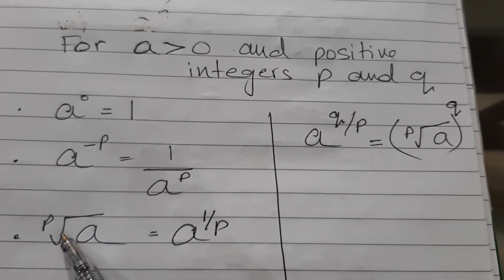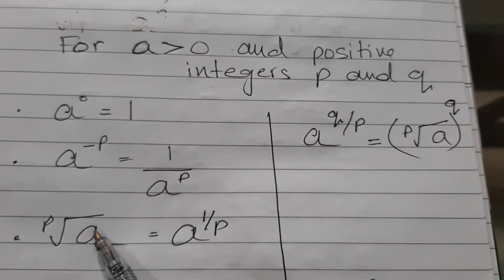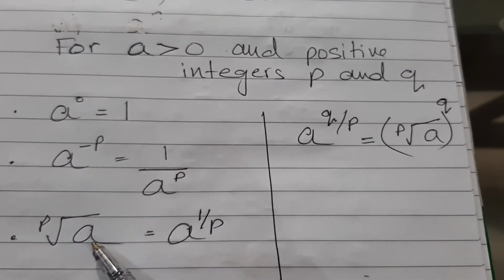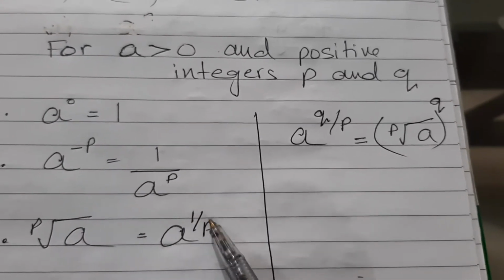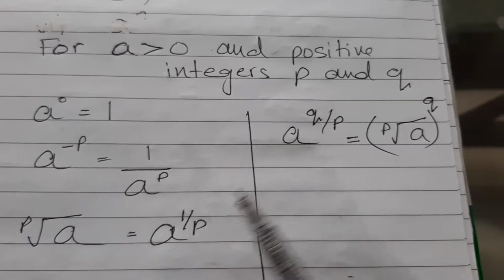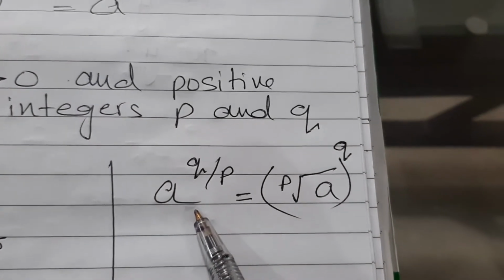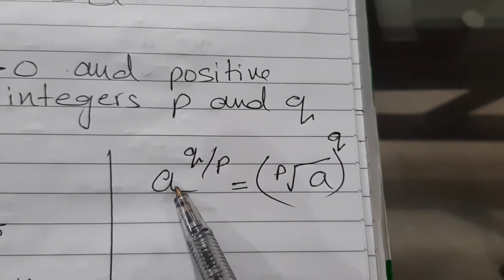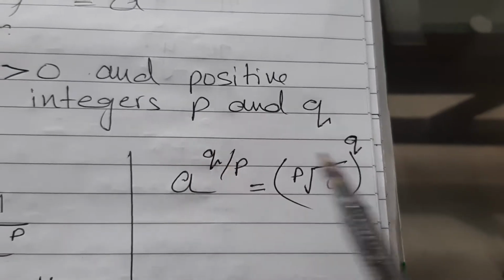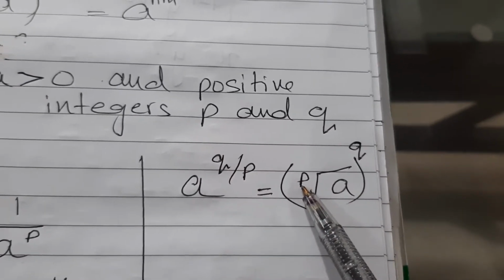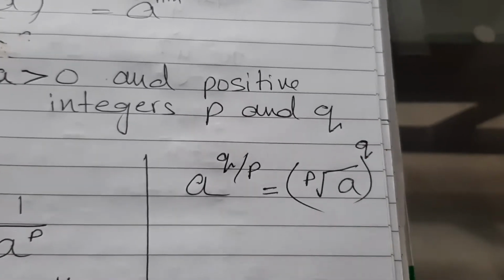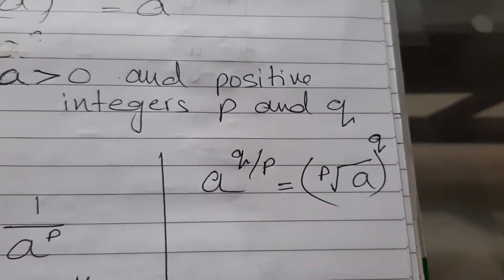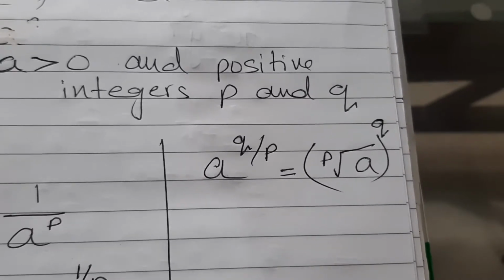If you have the pth root of a, like we said, nth root, 5th root, so this is the pth root. It will be a to the power 1 upon p. Similarly here, if it is a power q over p, you can write it as the pth root of a power q. Okay, so you need to learn these by heart. You will apply them time to time.